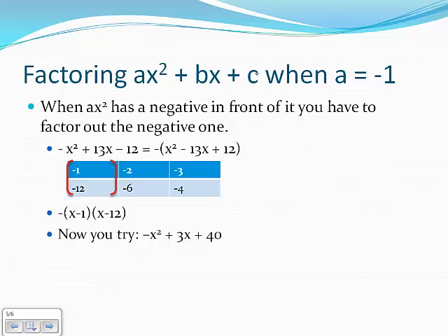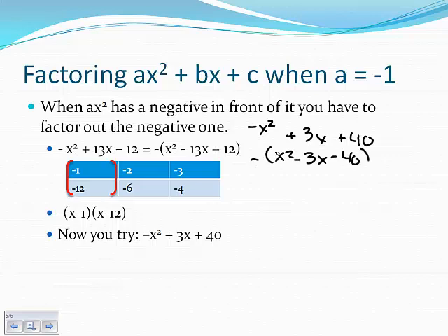You then plug them into the equation and you put the negative on the outside, giving you negative (x minus 1) times (x minus 12). Now you try. Negative x squared plus 3x plus 40. Factor out the negative 1, giving you negative (x squared minus 3x minus 40). Take the factors of negative 40 that when added together give you negative 3.